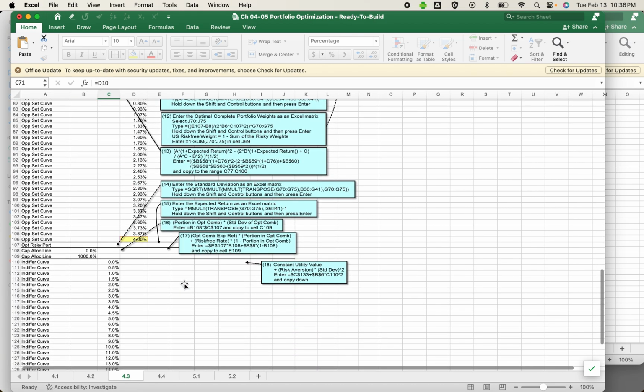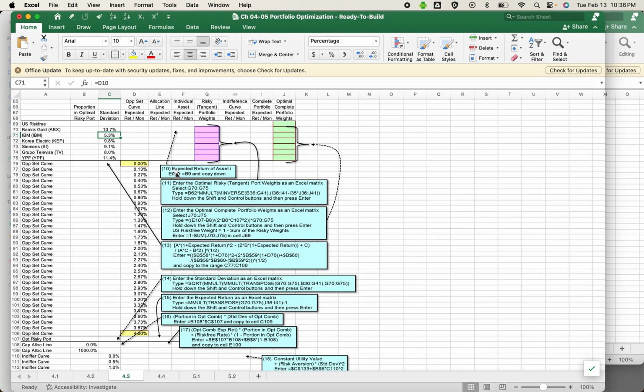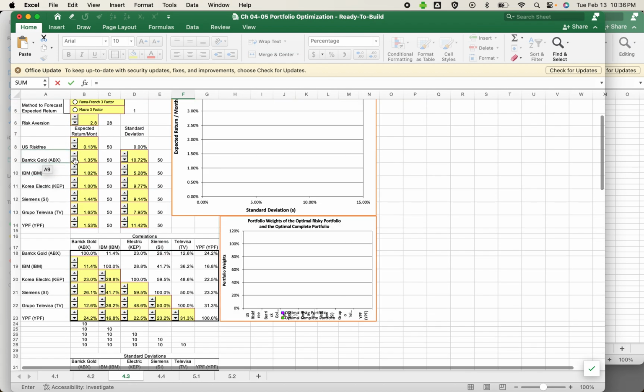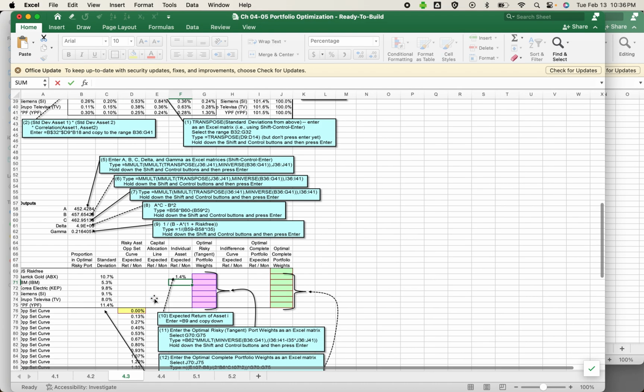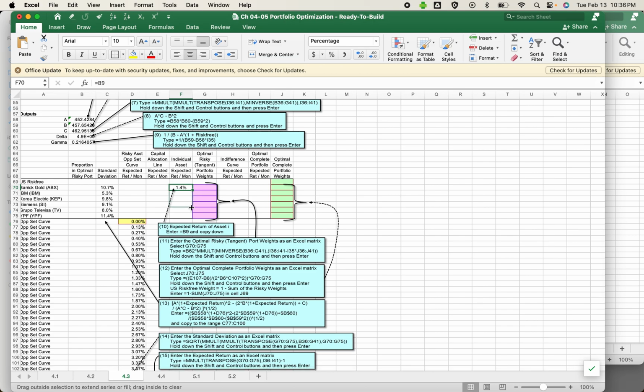Okay, next up we have number 10, expected asset returns. And the arrow is pointing here, so we're going to start with the risky assets, B9. And the descriptions are very explicit, drag it down. Okay, next 11 is calculate these optimal risky portfolio weights.